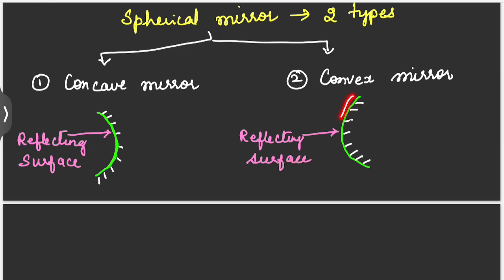So if the reflecting surface is curved outward, can you see the curve is outside? If it is curved outward, then it is called a convex mirror. So this is the difference. Concave means the reflecting surface will be curved inside, and convex means the reflecting surface will be curved outside. So this is the difference between a concave mirror and a convex mirror.